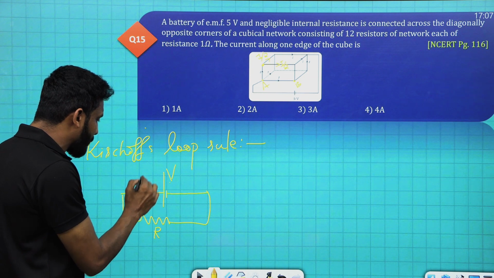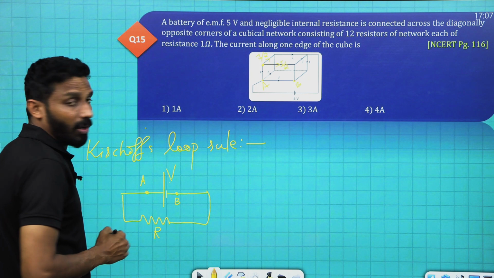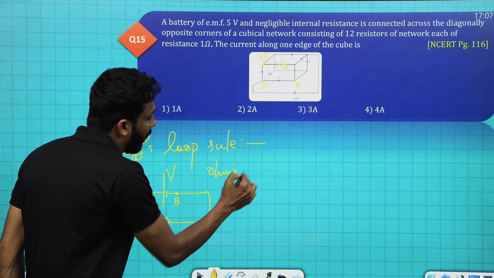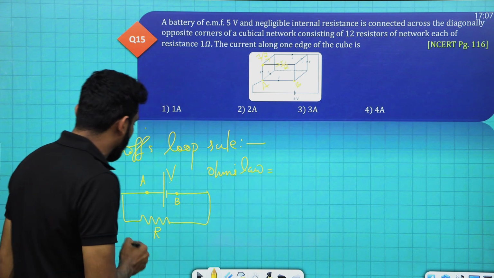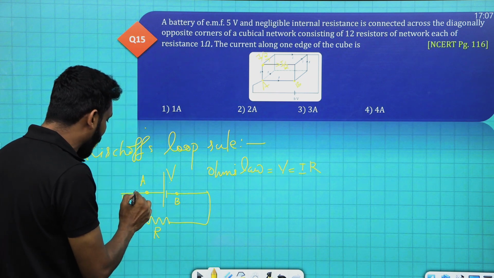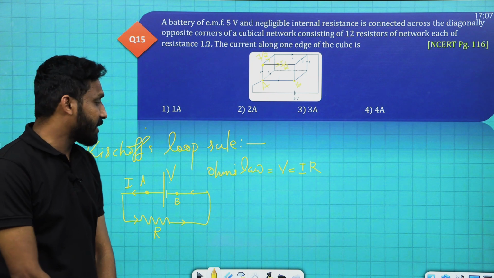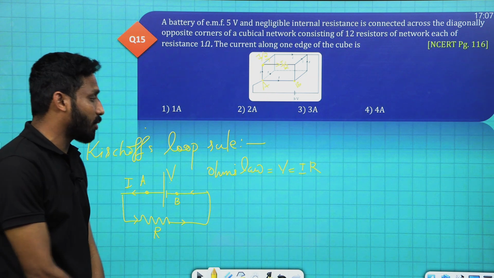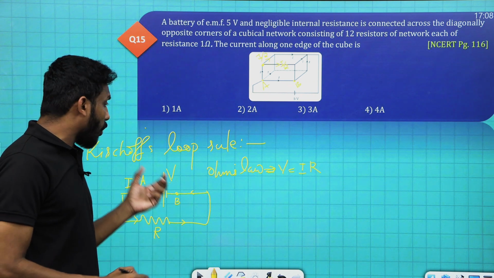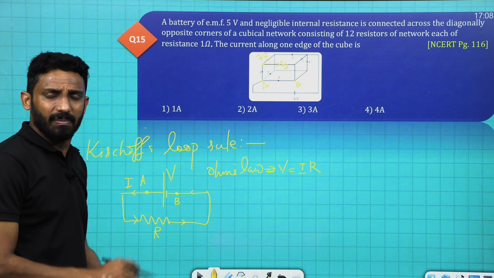Let the cell have potential difference V, and let the resistor have resistance R. We start from this point A, moving in this direction, and let this point be B. Now we have Ohm's law: V is equal to IR, where I is the current flowing through the resistor. That is Ohm's law. Now, can we apply Kirchhoff's loop rule to this one? Yes, it's very simple and we will get this formula.